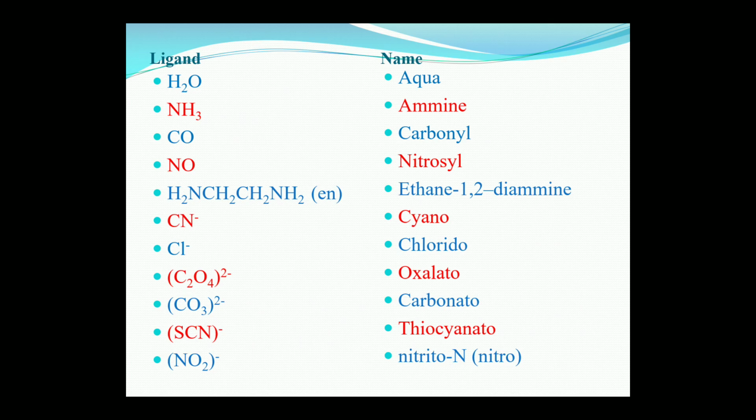For cyano group, we use cyano. For chloride, we use chlorido. For oxalate anion, we use oxalato. For carbonate, we use carbonato. For thiocyanate, we use thiocyanato. So basically, you can see at the end of the words, we use O or ATO. Okay. For nitro group, we use nitrito.